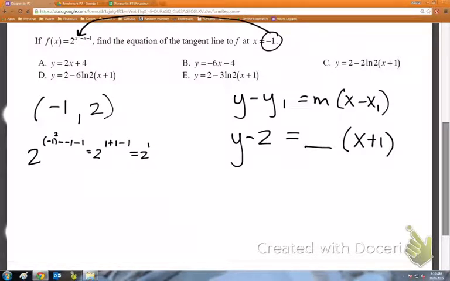All right, so far so good. So we know our y1, we know our x1. x1 was given to us, it was negative 1, and y1 we just figured out by plugging negative 1 into the original function. The only thing we have left to figure out is m, which is the slope. So we're looking for the slope of the tangent line, which is the derivative. So we have to find the derivative of this function. So let me go back and erase some of this.